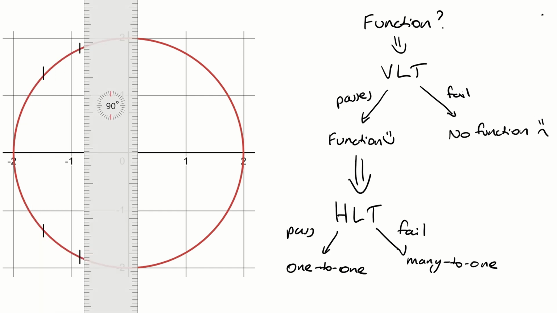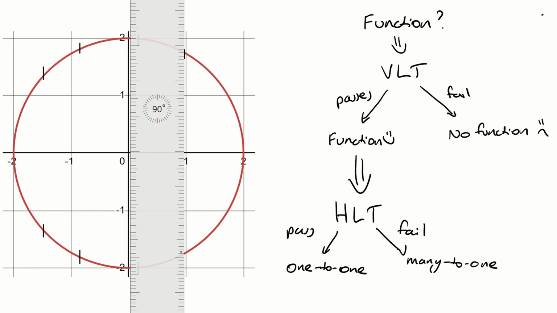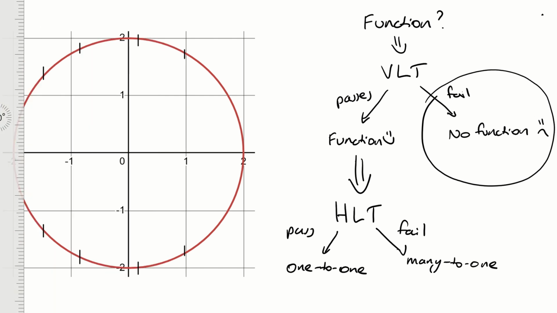It's only got to happen once for it to fail the vertical line test, but it's happening a lot of the time here and here, for example. So we've failed the vertical line test because we are touching our circle at more than 1 point. So we are in this situation here. So we do not have a function, which means we have a relationship, and specifically we have what we call a one-to-many relationship.